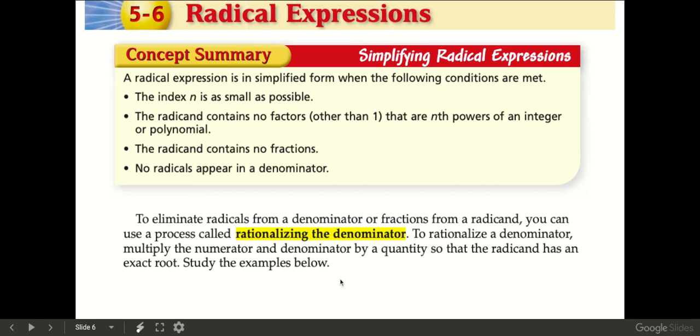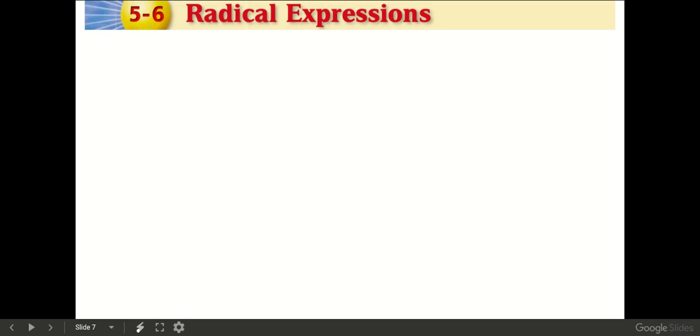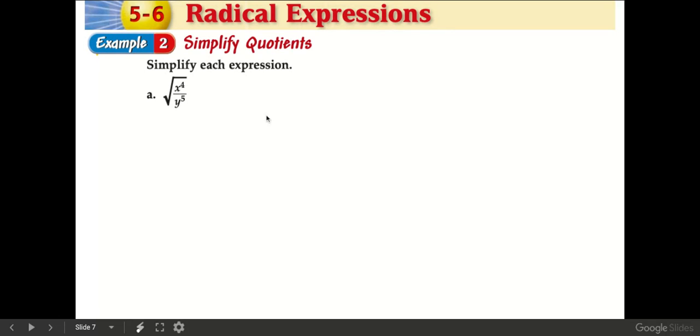To eliminate radicals from a denominator or fractions from a radicand, you can use the process called rationalizing the denominator. To rationalize a denominator, multiply the numerator and denominator by a quantity so that the radicand has an exact root. So let's study some examples. Let's simplify this expression. I have the square root of x to the 4th over y to the 5th.